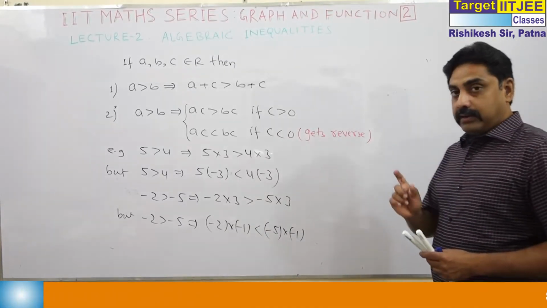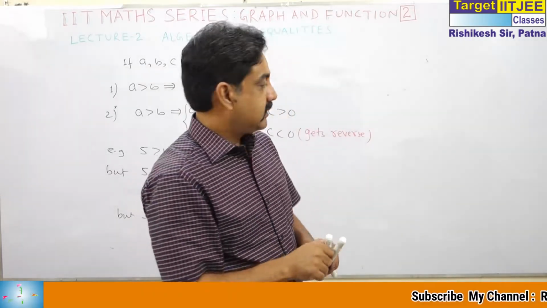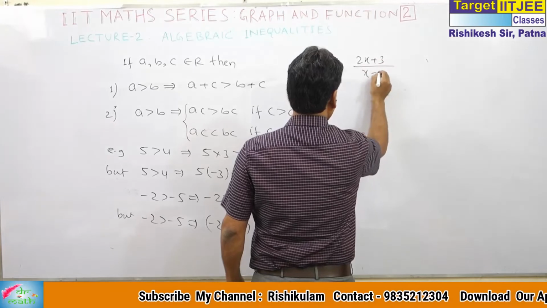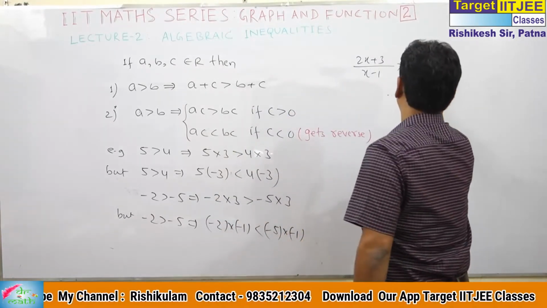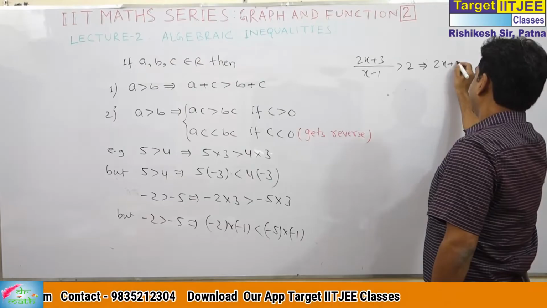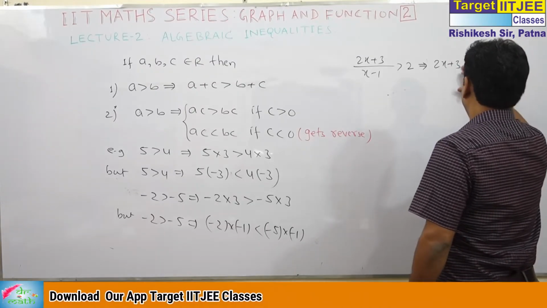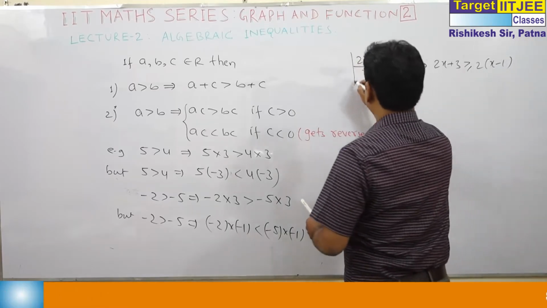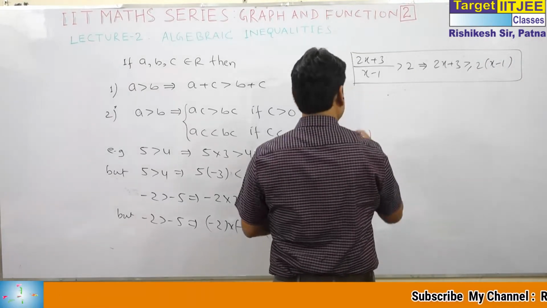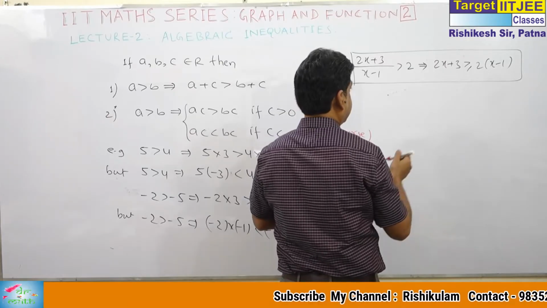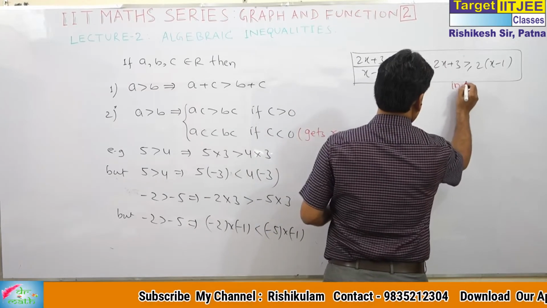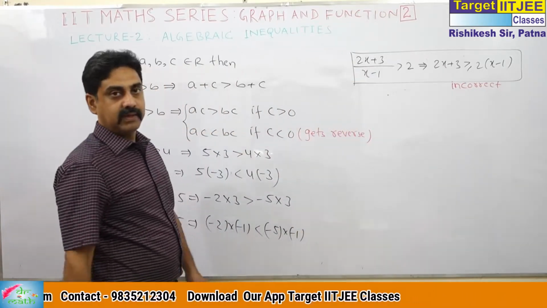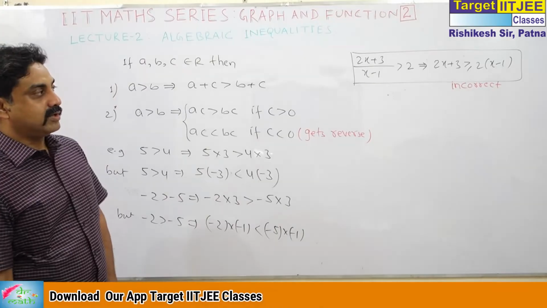Now, keep one example in mind. (2x plus 3) by (x minus 1) greater than 2. Writing 2x plus 3 is greater than or equal to 2 into (x minus 1) is incorrect. This statement is incorrect. It may be partially correct, but overall incorrect.